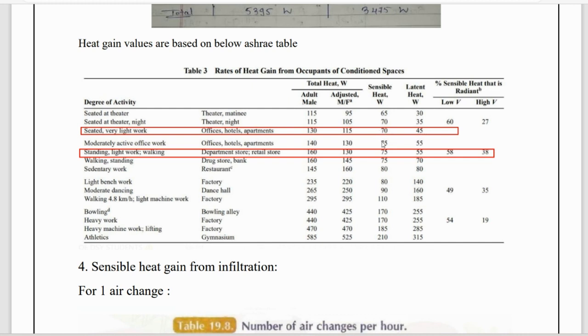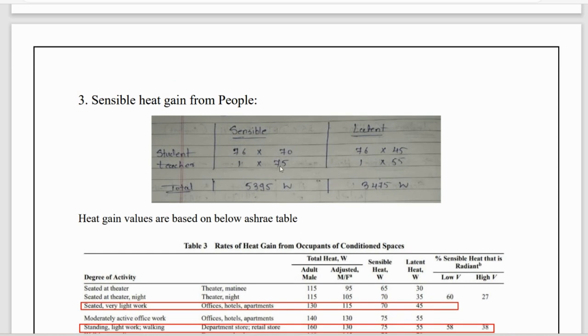The second category is standing, light work or walking. This is taken for the teacher. Sensible heat is 75 watt and latent heat is 55 watt. Here we can multiply 70 by 76 for students and for the teacher 1 by 75. Here we get sensible heat as a total of 5395 watt and latent heat of 3475 watt.